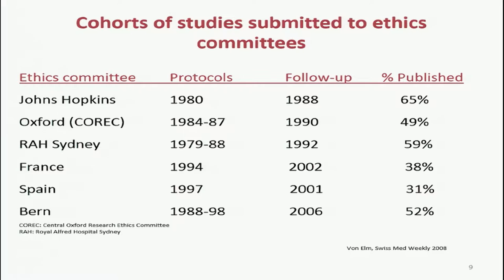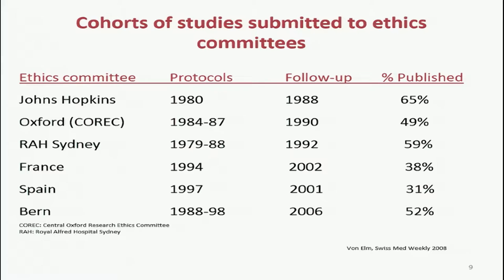A better way to look at publication bias is not to go to conferences like this one, but to actually go to the very beginning, to the ethics committees or institutional review boards, where people submit the studies they want to do. So you don't have that selection into acceptance at the conference, which of course people have shown also to be associated with positive results.